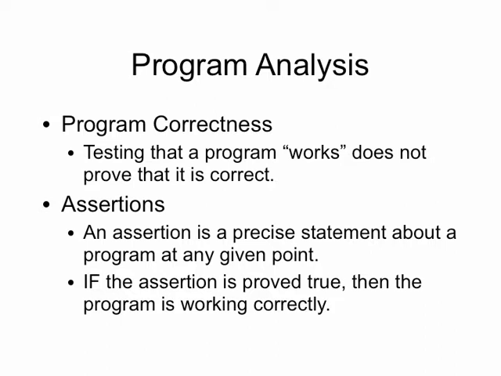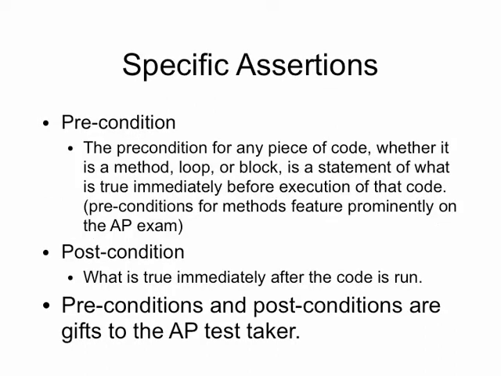An assertion is a precise statement about a program at a given point. If the assertion is proved to be true, then the program is working correctly. Assertions used on the AP exam are preconditions and postconditions for methods. So it will tell us, when this method is called, these are things that are true, the preconditions. When this method is done, these are things that are true, the postconditions. So these are specific assertions.